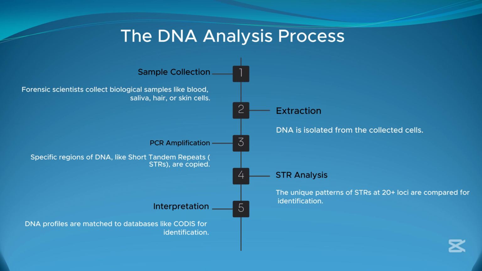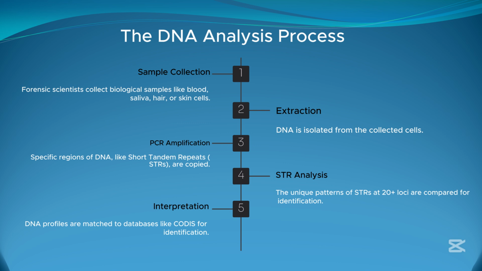DNA analysis in forensic investigations follows a systematic, step-by-step process to ensure accuracy and reliability. It begins with sample collection, where biological materials like blood, saliva, hair, or skin cells are gathered from crime scenes, suspects, or victims using sterile tools to minimize contamination. Even trace or degraded samples may be viable due to advancements in sensitivity.